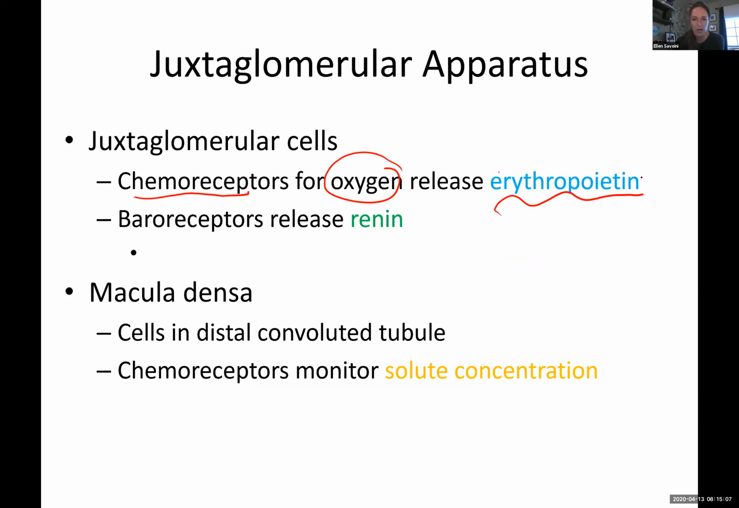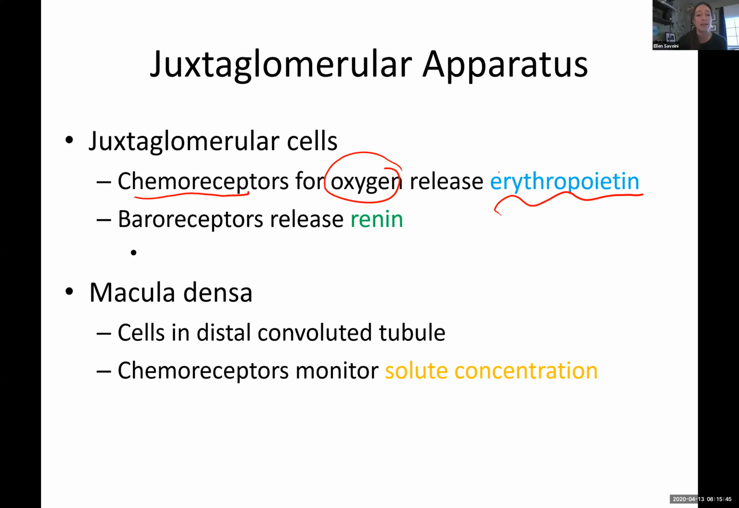Who can remember where erythropoietin, what it does, where does it go, what does it do? Do a stop share so I can have someone answer that. We did erythropoietin when we did the blood. Anyone brave enough? Okay, erythro tells you red blood cell. So erythropoietin is going to tell your bone marrow to make more red blood cells. So we'll go back to the share screen. Go share.